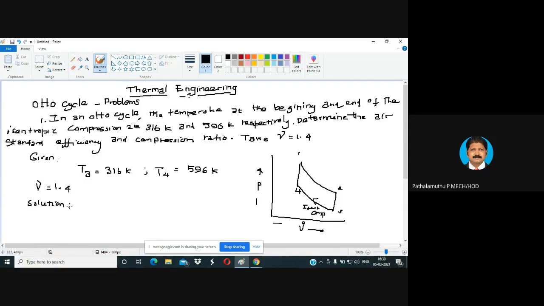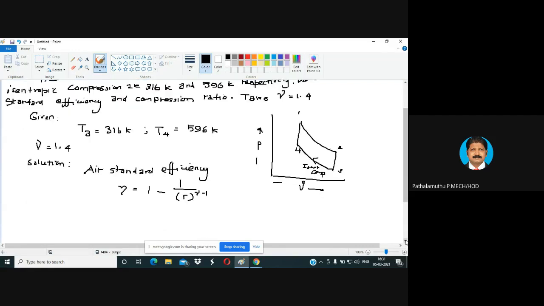Our question is air standard efficiency. Air standard efficiency eta equal to 1 minus 1 by r power gamma minus 1. So the unknown value in this equation is the R value. How to find the R value?